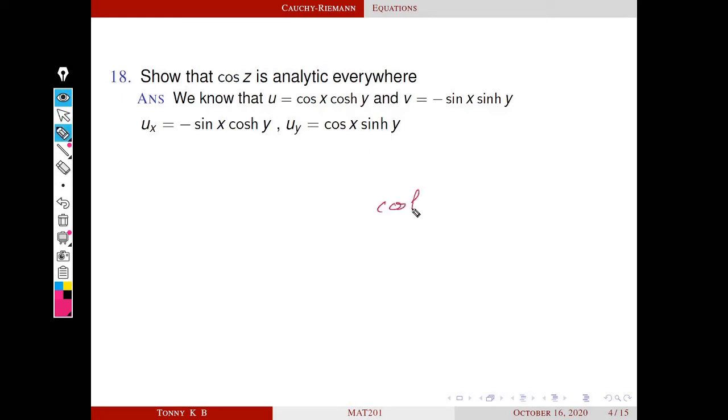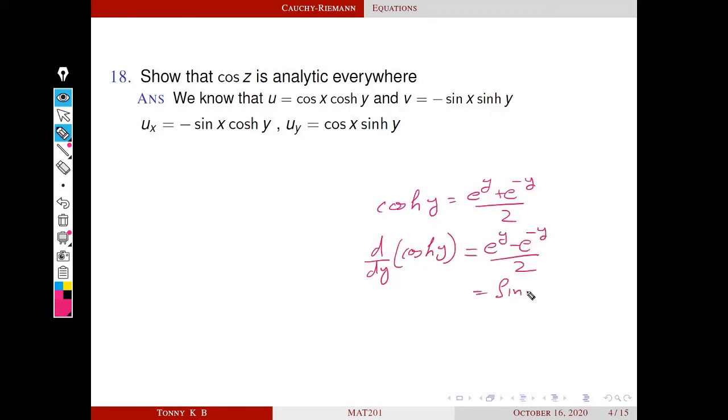The derivative of cosh y is sinh y, because the derivative of cosh y is equal to, this is nothing but our sinh y. Similarly, you can easily verify that the derivative of sinh y is cosh y.